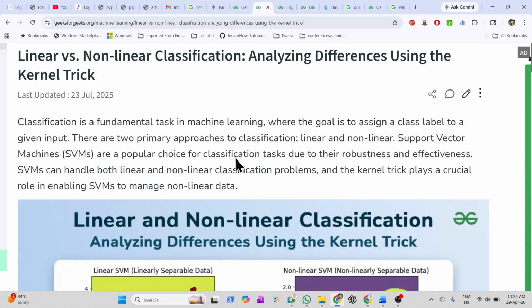SVM are a popular choice for classification due to their robustness and effectiveness. Okay, this is about SVM, but we cannot say that it is the only best classification algorithm. Every classification method or algorithm or approach is best or good for a particular data set. Not all algorithms.